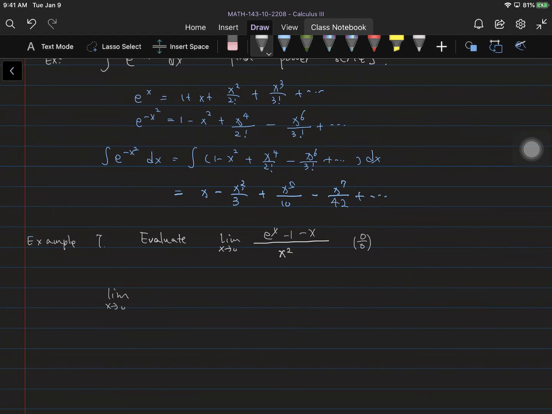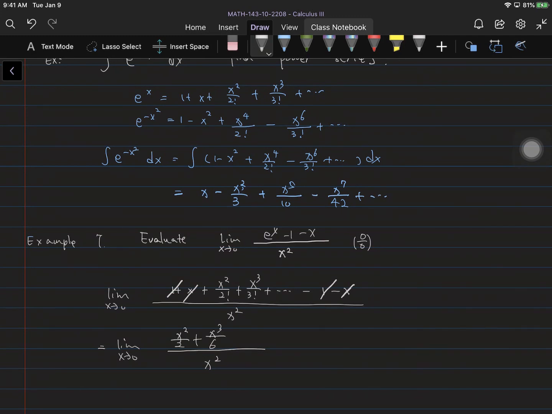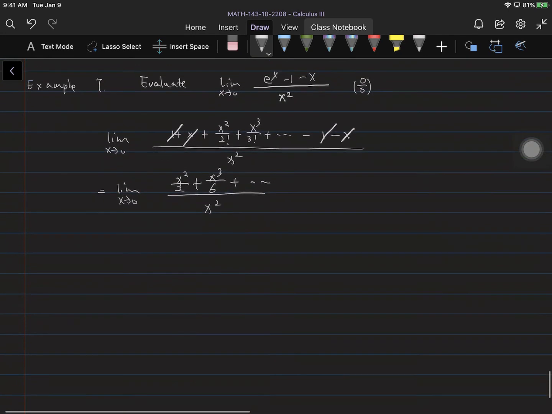Firstly, we change our e to the x into Taylor series, which is 1 plus x plus x squared over 2 factorial, and then minus 1 minus x, over x squared, as x goes to 0. And you can see on the top we can simplify. We have 1, minus 1, x, and negative x. We have those. And also, okay, let's write down one more step here. x squared over 2, x cubed over 6. Okay, I changed the 3 factorial into 6.